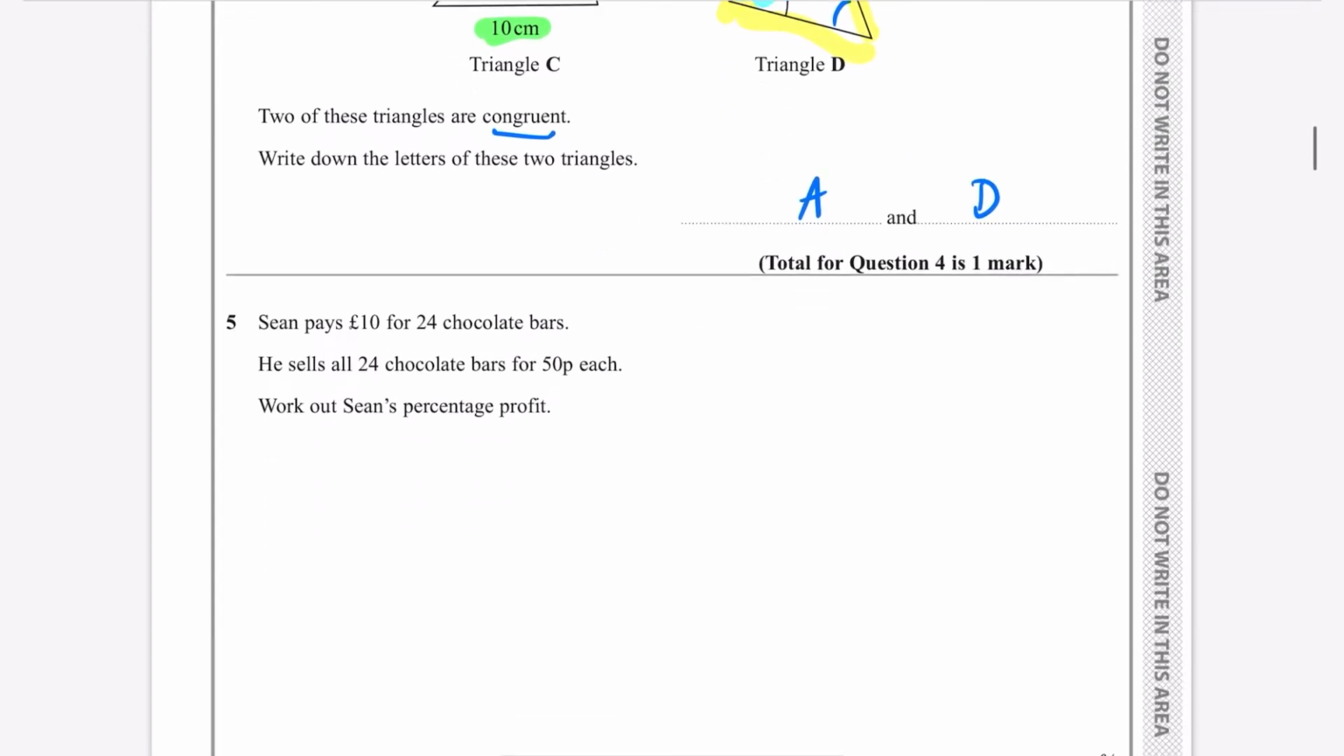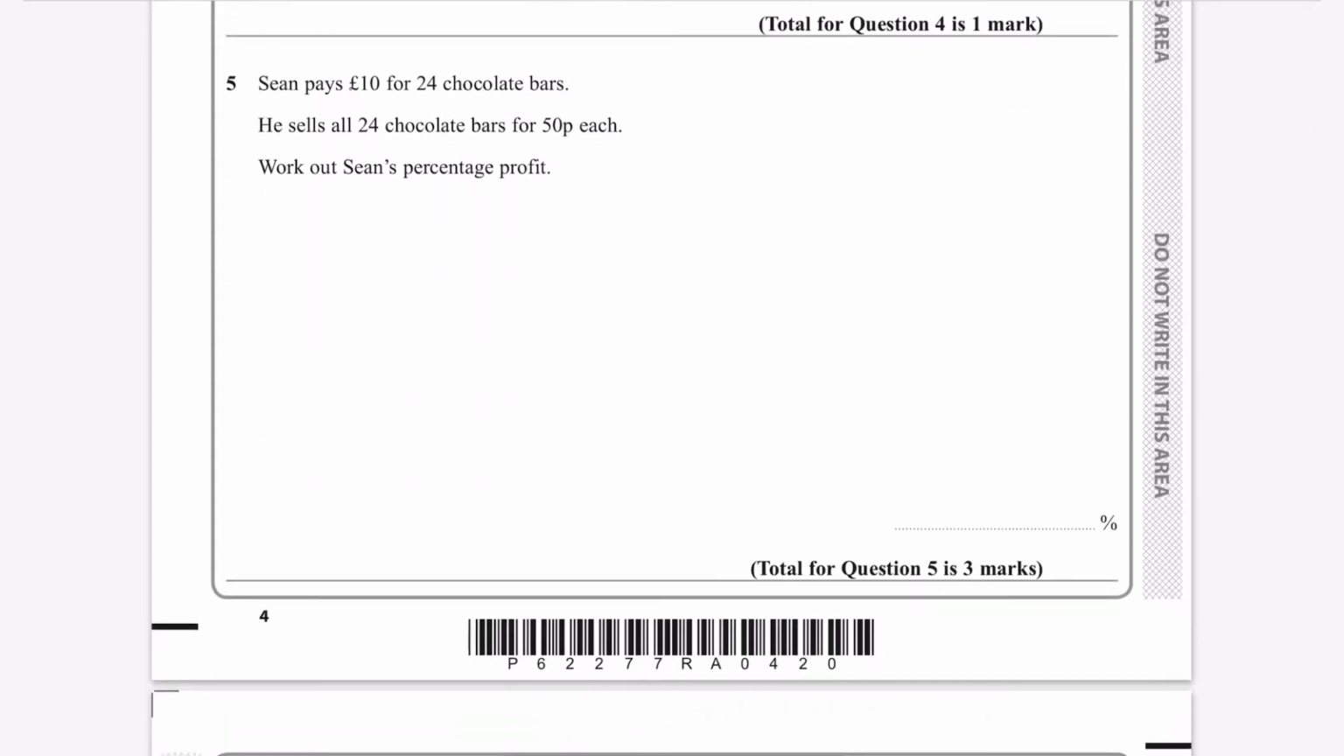In question 5, Sean pays £10 for 24 chocolate bars. He sells all 24 chocolate bars for 50p each. Work out his percentage profit. So the percentage profit is the profit that he makes divided by how much that he spent. So it's the profit divided by the spending multiplied by 100. So we should work out how much he actually sells them for to begin with.